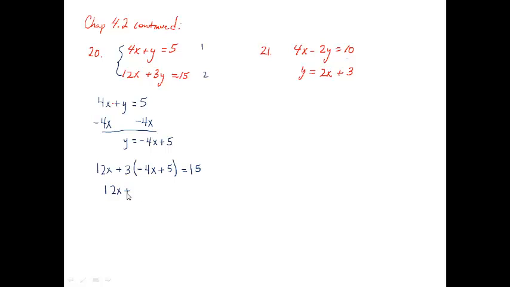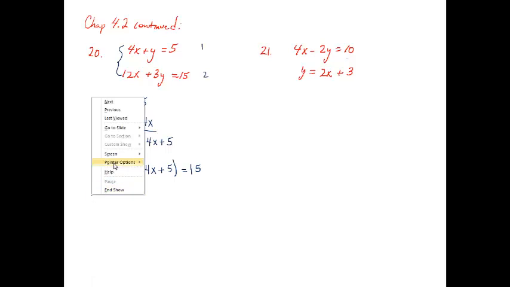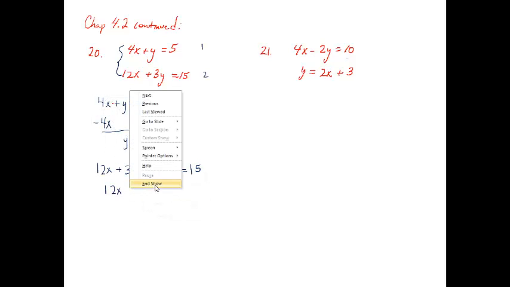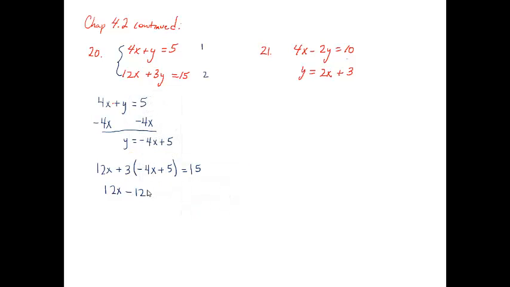So 12x minus 12x. Alright, so I have 12x minus 12x plus 15 equals 15. Now remember, you've got to distribute the 3. So that's how that became a negative 12x plus 15. What happens to the 12x and the minus 12x? They cancel each other out. And I'm just left with 15 equals 15.